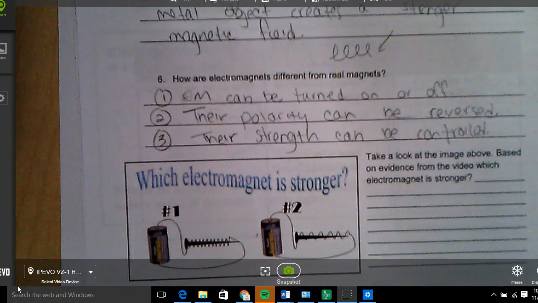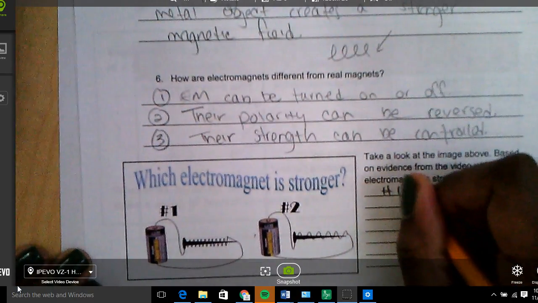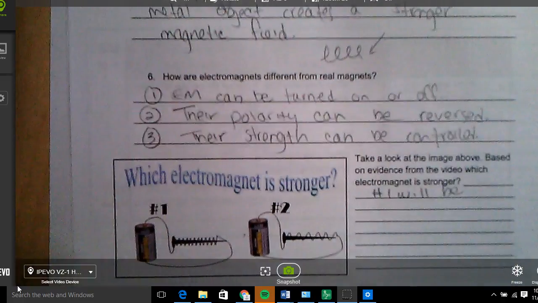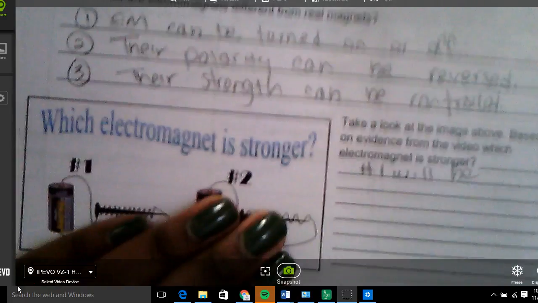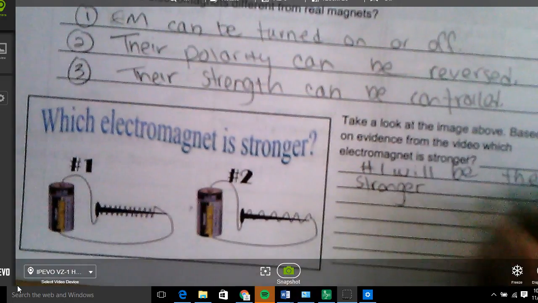How do you know number 1 is going to be stronger? Dwayne, I'm so glad you came back to life on me. Yes, the more coils you have wrapped around the metal object, the stronger it becomes. So we are going to write number 1 will be the stronger electromagnet. Excellent job, Dwayne.